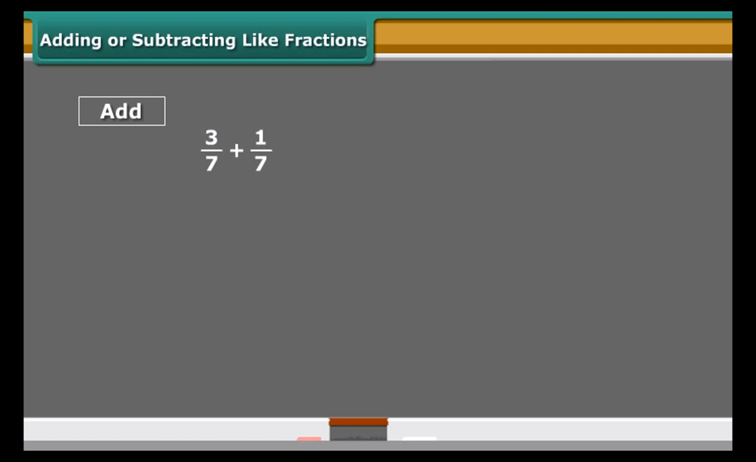Students, sum of two or more like fractions is obtained in steps. First, we add the numerators. Second, retain the common denominator. And finally, write the fraction including both the results.